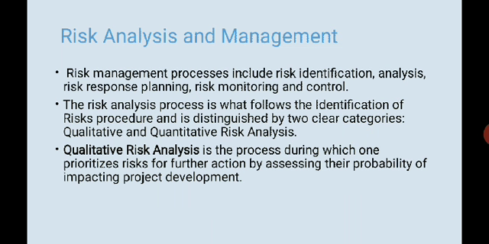The risk management process includes risk identification, analysis, risk response planning, risk monitoring and control, right? So the risk analysis process is followed by the identification of risk procedures, right? So first you identify, and then you see which category it falls into. You analyze them, that is, you do a qualitative and quantitative analysis of it. So qualitative analysis is the process during which one prioritizes risk for further action by assessing their probability of impacting project development, right?